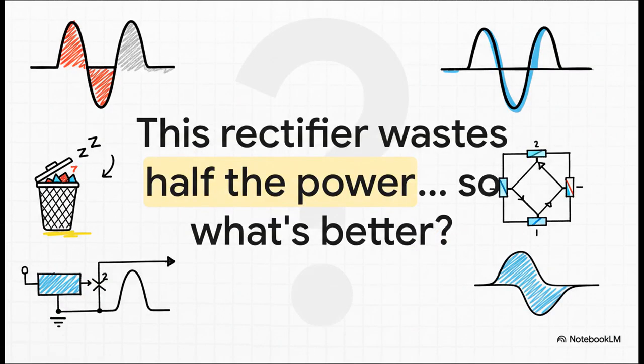And that really brings us to the final big question. We've seen that this super simple design works, kind of, but it's incredibly wasteful because it throws away half of the power you're paying for. So what if we didn't have to? What's the clever engineering trick that lets us capture both halves of that wave to get a much more efficient, much smoother DC output? Well, we'll get into that next time.